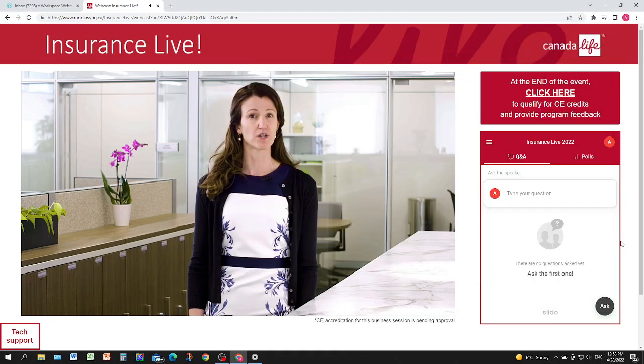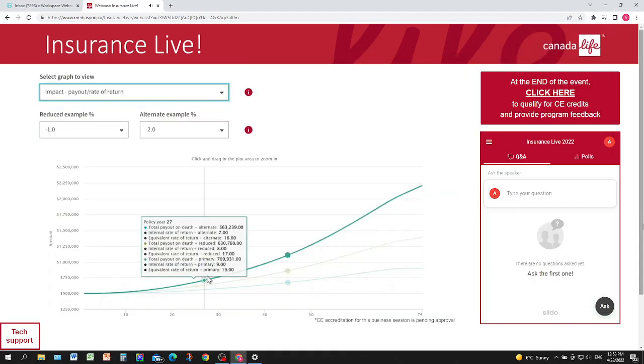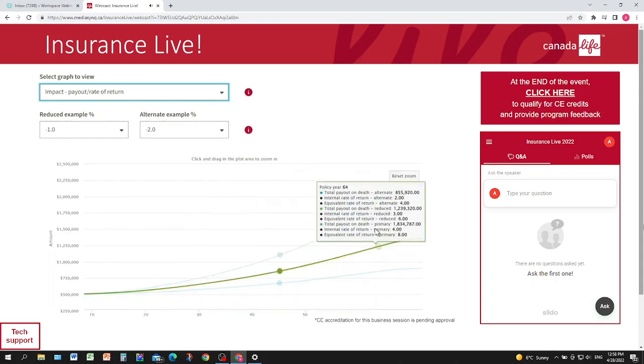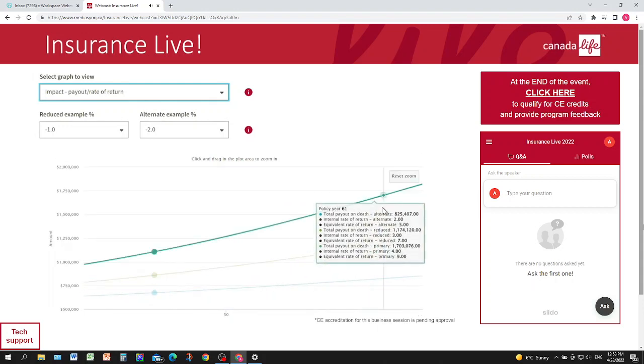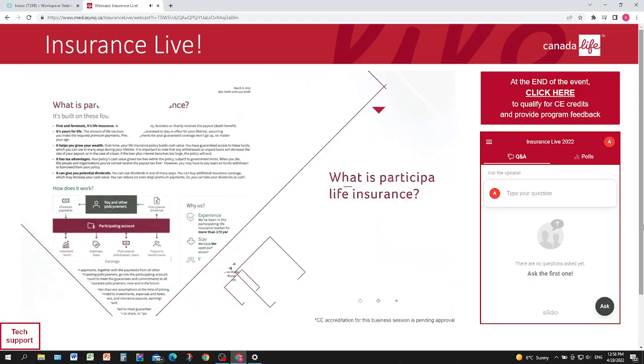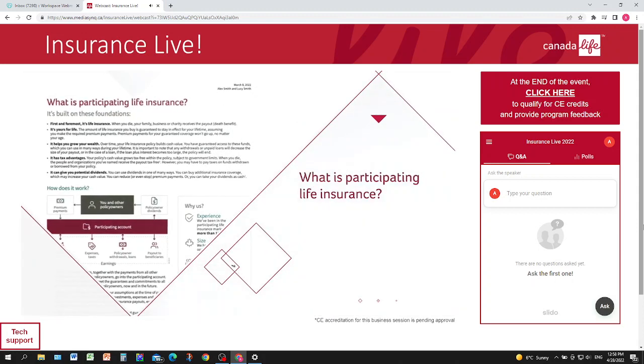Features you won't find anywhere else, like dynamic graphing. This will help you quickly identify future values and help clients visualize how the product will benefit them. Because the tool is web-based, all illustrated values are current and accurate as of the moment you log in, not the last time you updated the software. Here's a look at the final illustration report.